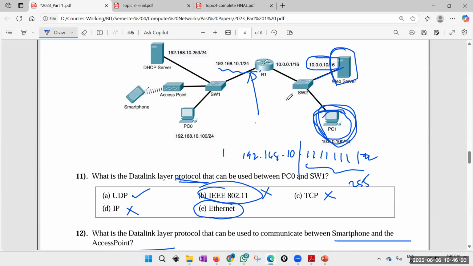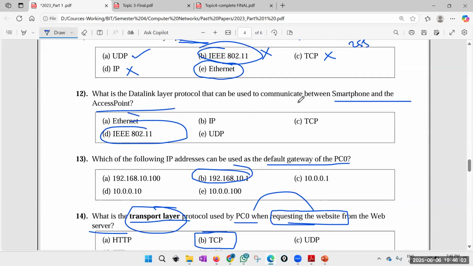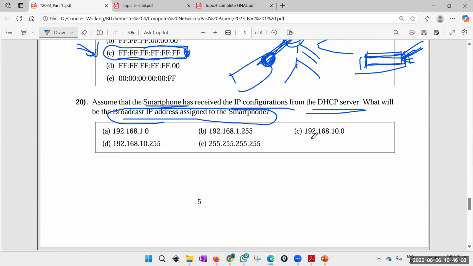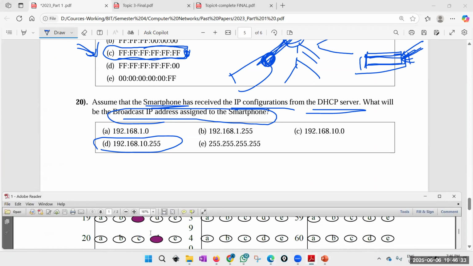I'll go for 192.168.10.255. I'll go for this because this is the biggest number in that IP range. Actually, a broadcast address is not assigned to a particular machine. This wording is very confusing. Basically, the broadcast address is for the network. Okay, I'll go for D. Yes, the answer is D. Anyway, the wordings are not very good.